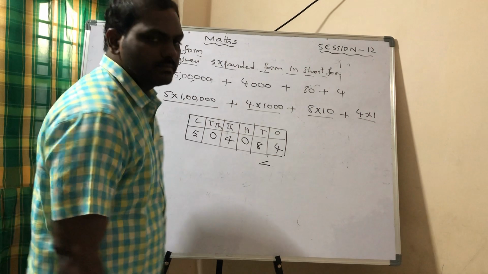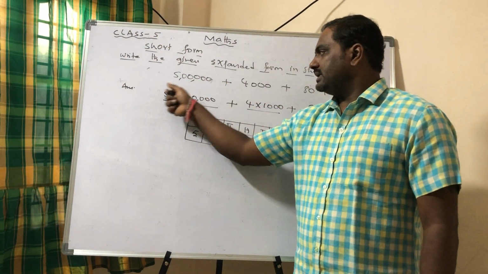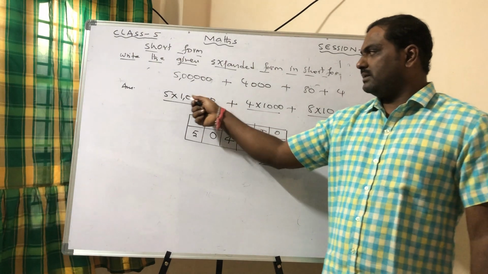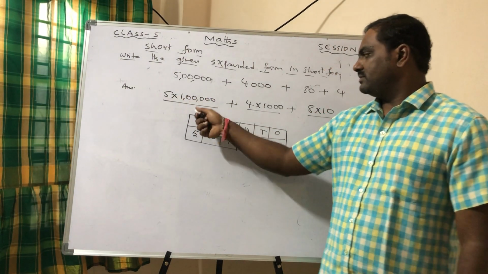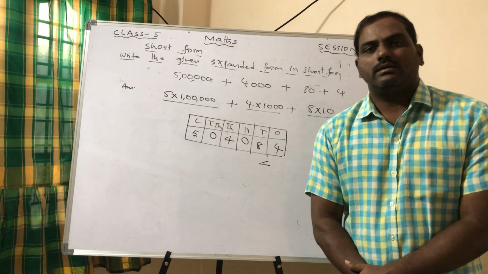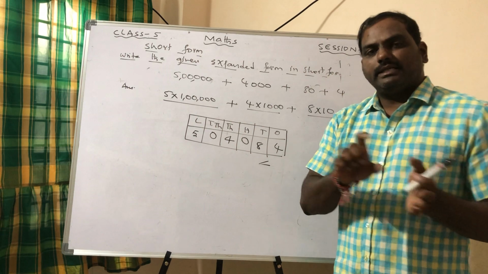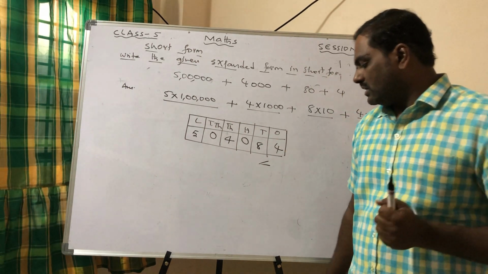That is the logic. So what you have to know from this is that first you have to check the highest value, lakhs. So first you have to write the lakhs. So this is the second topic: how to write the short form when the expanded form is given.